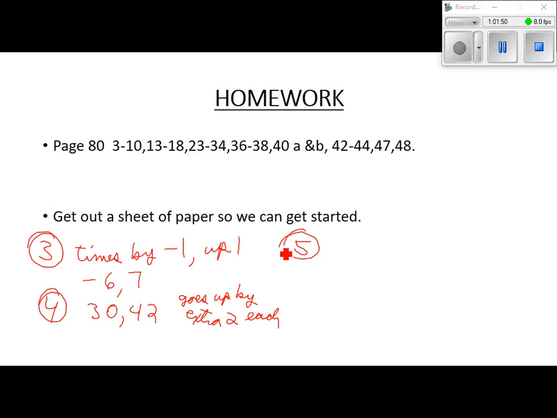Number 5, Z Y X W V. Minus a letter. So the letters are going down, backwards. So what would the next one be? U? T? Everybody agree with that?